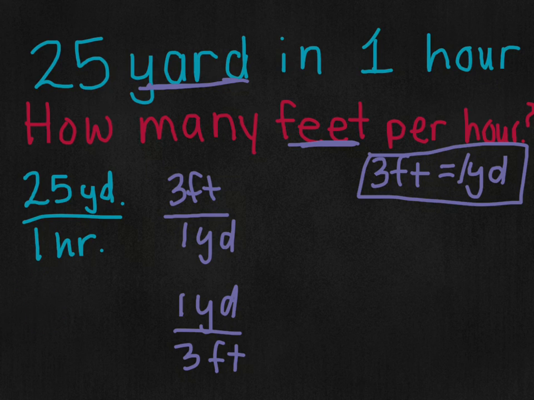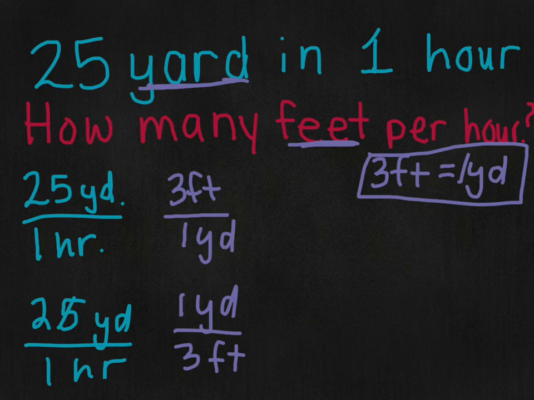So the question is, which choice is the right choice? And I will answer that for you. So what we're going to be doing next is multiplying the ratios. And the goal here is to change your yards into feet. So you want the setup that allows you to cancel out your yards.